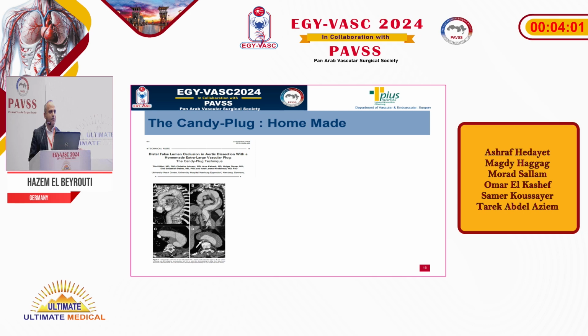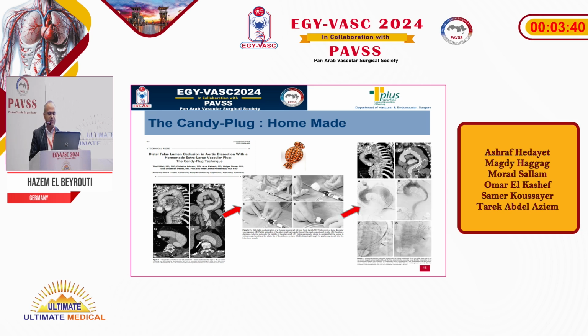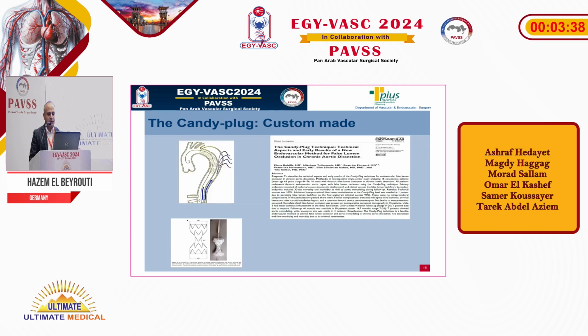10 years later, Professor Kölbel from Germany introduced a similar concept under the name of the candy plug technique. This was an innovative homemade modification of the Zenith thoracic stent graft, which was successfully implanted in the mid descending aorta. 4 years later, the same group published the first study on the custom-made candy plug in 18 patients. You can see here a follow-up period of 9 months, with remodeling in only 7 patients.